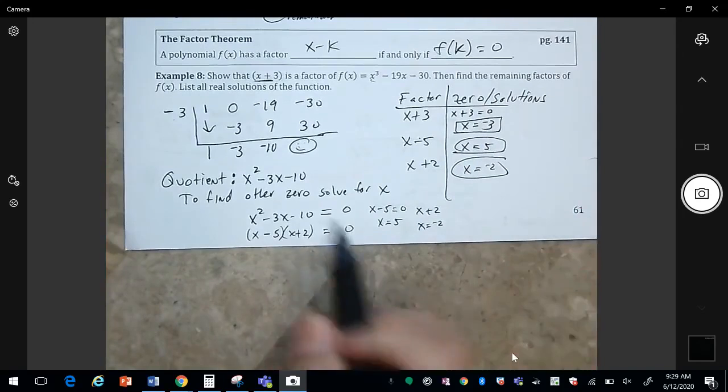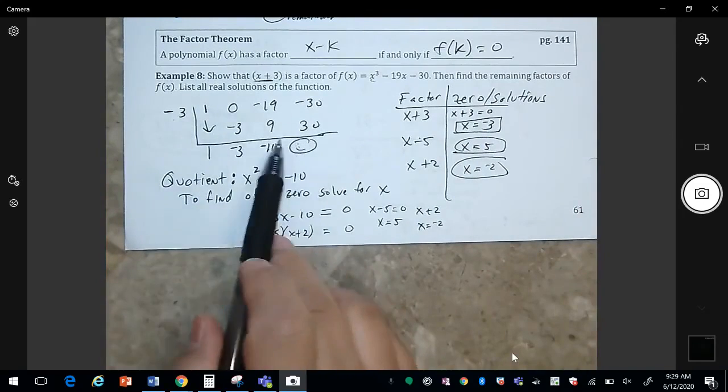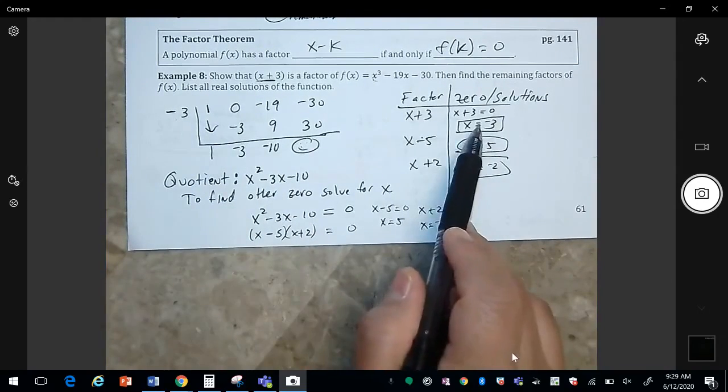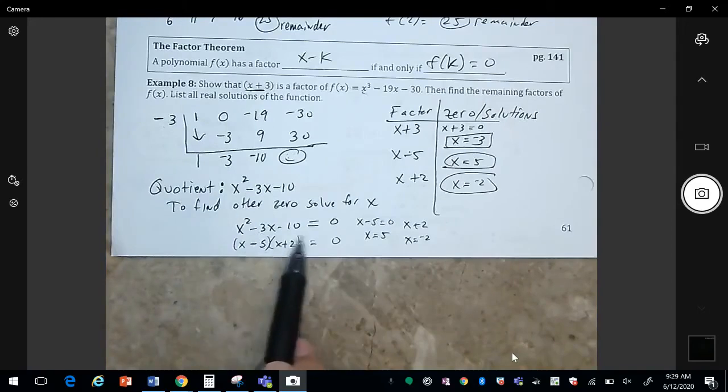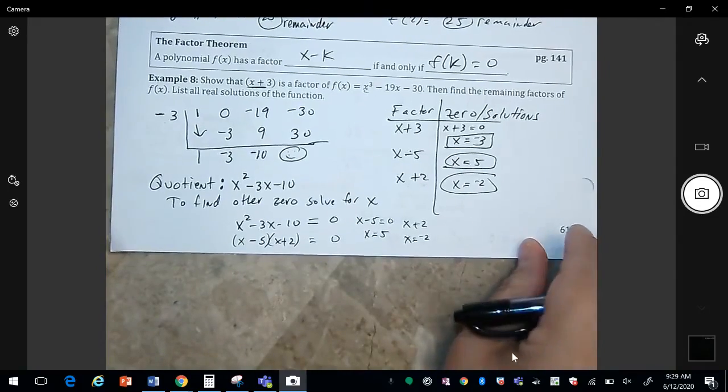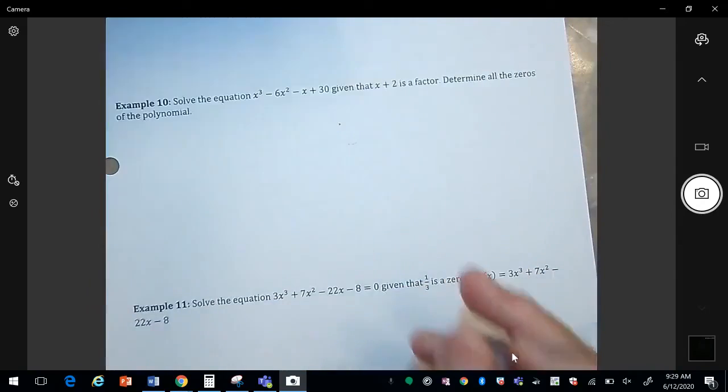Okay, so the idea is we use synthetic division. Once we have a 0 as a remainder, that tells me that this is a 0. Then I use the quotient and solve for x. If it's quadratic, then you can either factor or use the quadratic formula. Let's go to the next page.